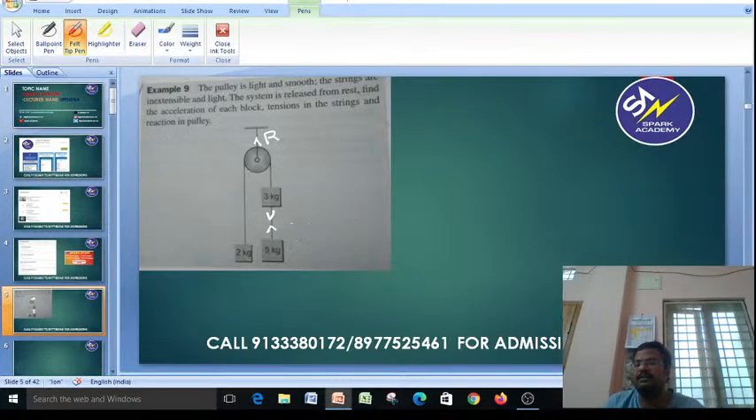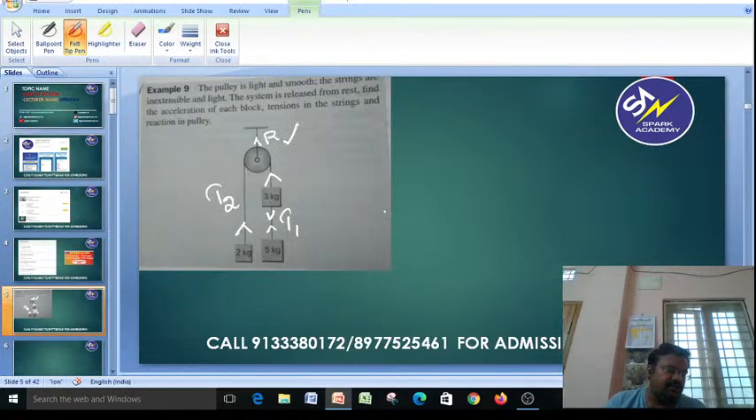Here it exists like this. I am considering this tension as T1, and the next tension, in the second string, is T2. I want to find the acceleration of each block and the tension in the strings, and we want to find the reaction in the pulley also, right?